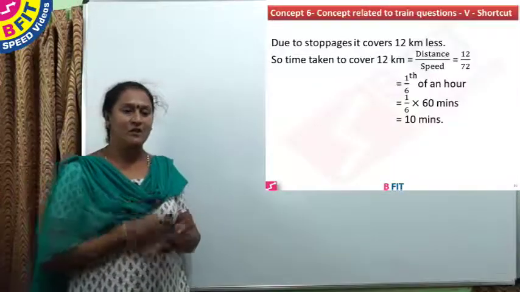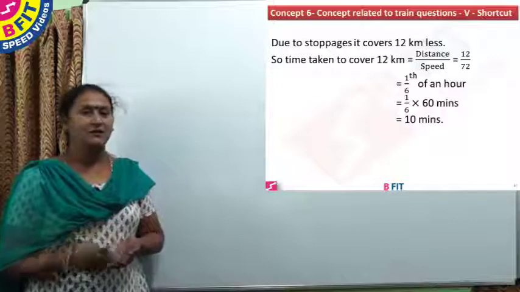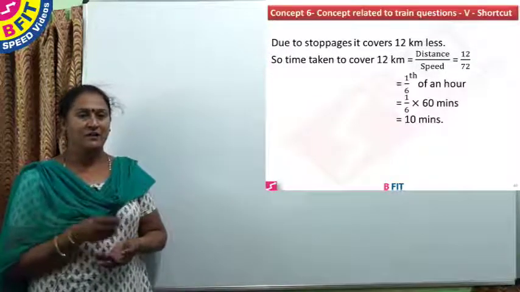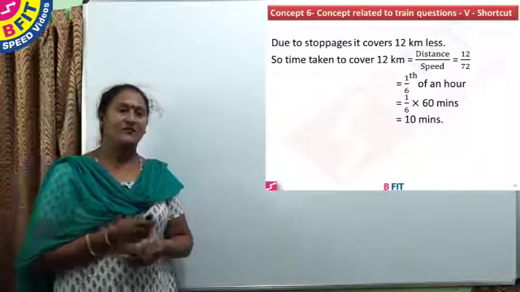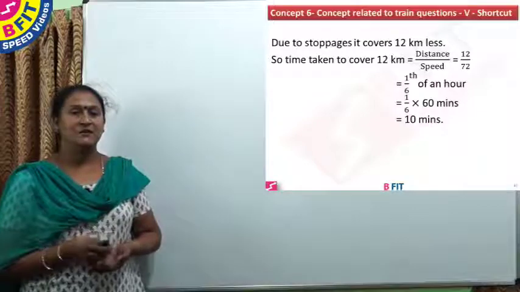So due to stoppage, it covers 12 kilometers less, and the time taken to cover these 12 kilometers is, with distance 12 and speed 72, 1/6 of an hour or 10 minutes. So we'll see the next concept.